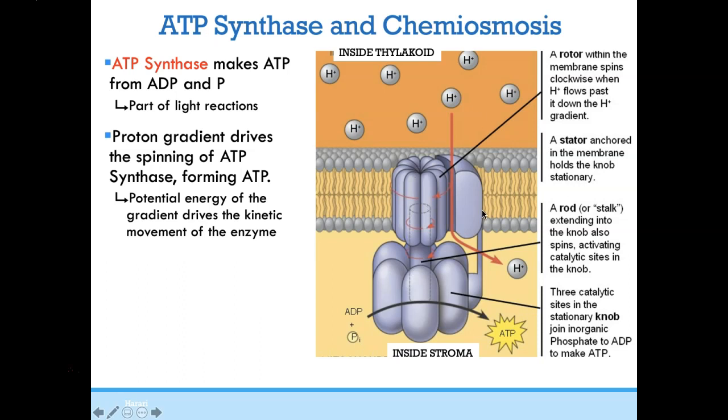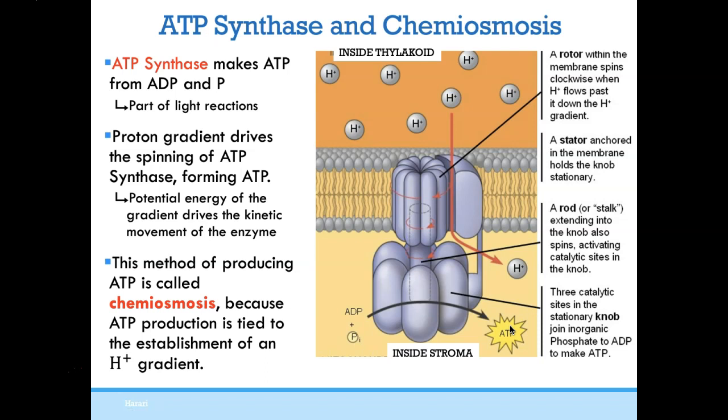So again, the potential energy of the gradient can drive the kinetic movement of the enzyme, which will transfer the energy into ATP. This method of producing ATP is called chemiosmosis. Chemiosmosis, because ATP production is tied to the establishment of a gradient. We're using osmosis. We're going from high concentration to low concentration with chemicals, and that is going to power the movement of this enzyme, which can make ATP. So this is called chemiosmosis. We're making ATP because the protons are moving from high concentration to low concentration. So that energy can be used to make the high-powered ATP molecules we need for the next part of photosynthesis.